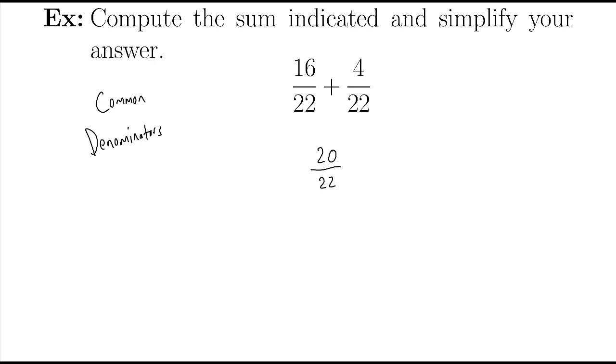Now don't forget about the simplify part, right? 20 over 22 is not simplified. Okay, I can actually divide each of these by 2. 20 is divisible by 2. That's 10. 22 is divisible by 2. That's 11. So 10 over 11 is my sum.